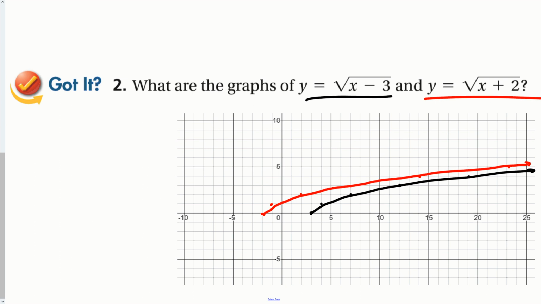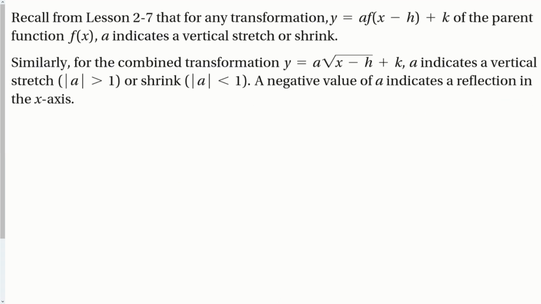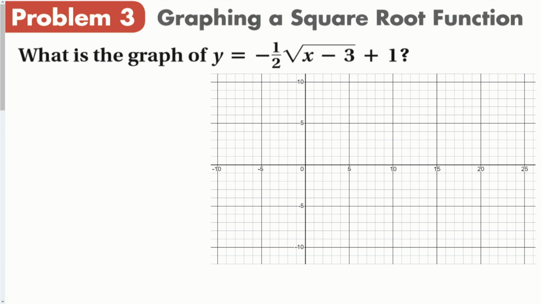Okay, so those were shifts left and right, and up and down first, and then left and right. Okay, so in 2.27, we knew that any transformation of some sort of parent function, whatever this function happened to be, this number in the front here indicated a vertical stretch or compression. So similarly, for the square root function, it's going to be a vertical stretch if it's bigger than 1, and a shrink, a compression, if it is less than 1. Negative numbers reflect in the x-axis. They have nothing to do with stretches or compressions.